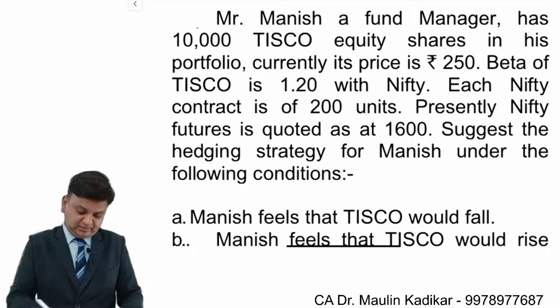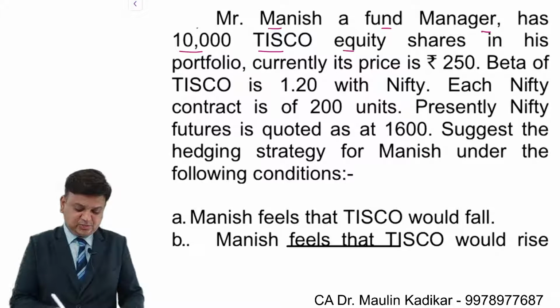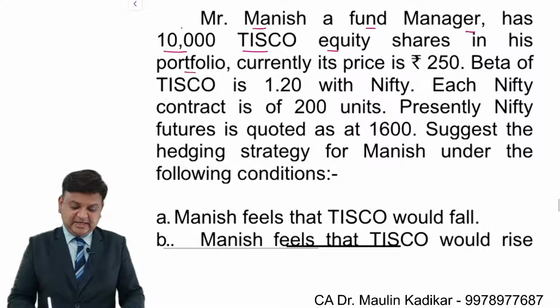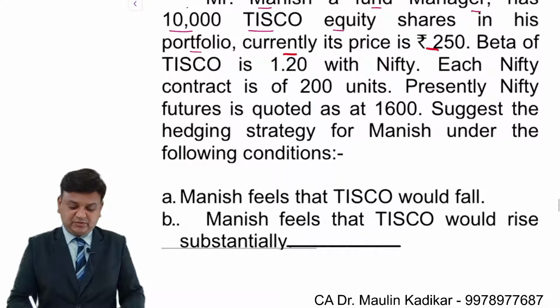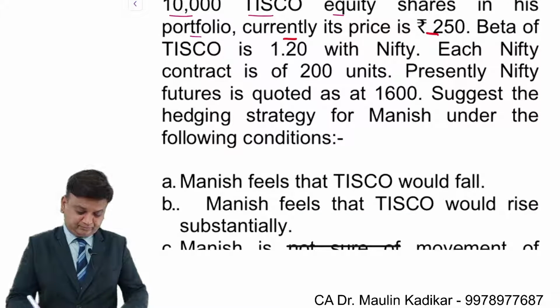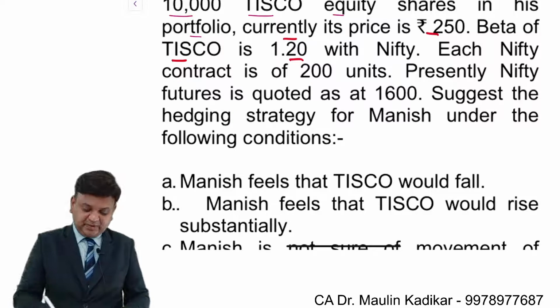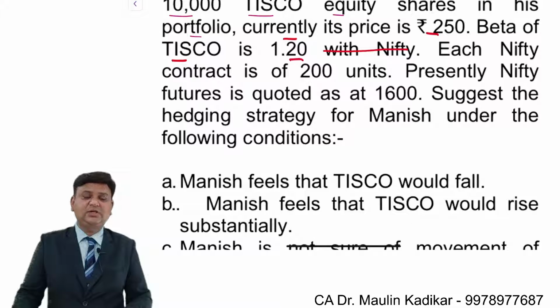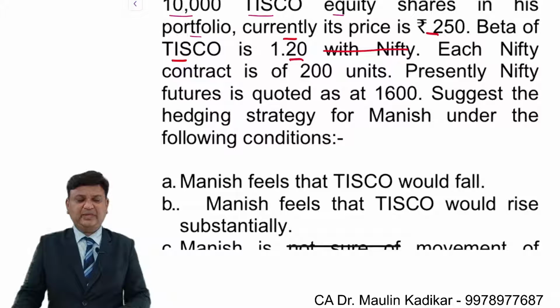Let us see the next question. Mr. Manish, a fund manager, has 10,000 shares of TISCO equity shares in his portfolio. It is given a technical name: a long position in the cash market. Currently its price is 250, that is P0. Beta of TISCO is 1.2 with Nifty. With Nifty has no sense to us because beta is always measuring the systematic risk. So with Nifty is indicating that the beta is 1.2 with the market portfolio. It is always like that.